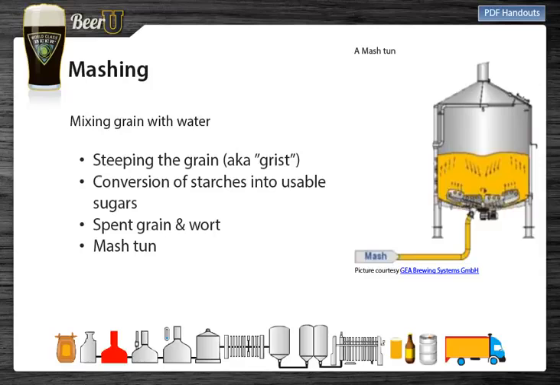Mashing removes most of the proteins, starches, and sugars from the grain, leaving behind what is known as spent grain. The liquid that started this process as hot water, and sometimes is called hot liquor, is now full of sugars and other elements from the grain. This liquid is now called wort. Mashing is normally done in a vessel called the mash tun.